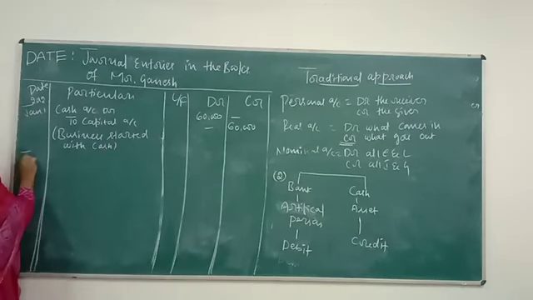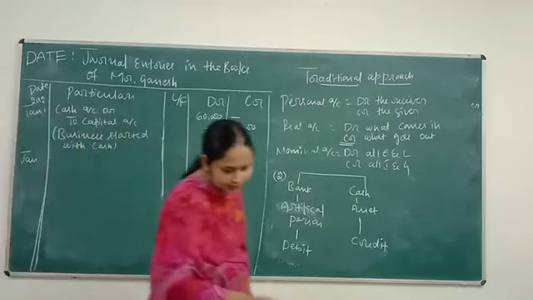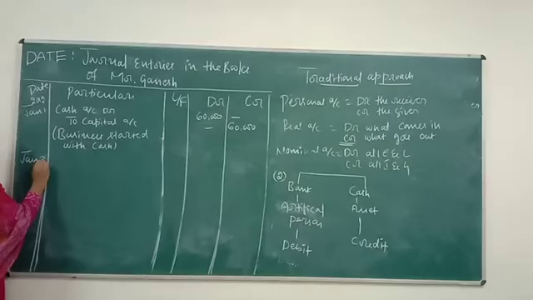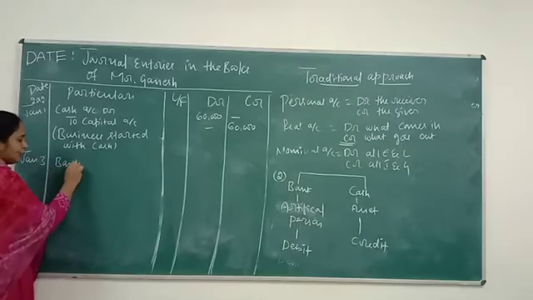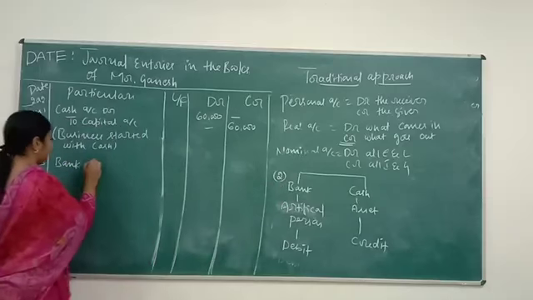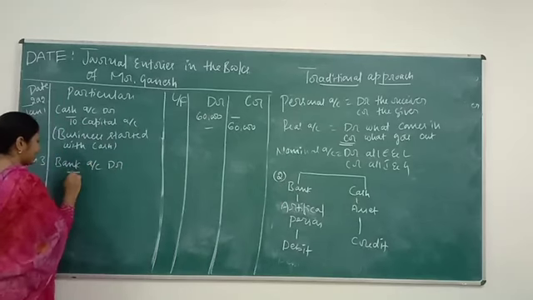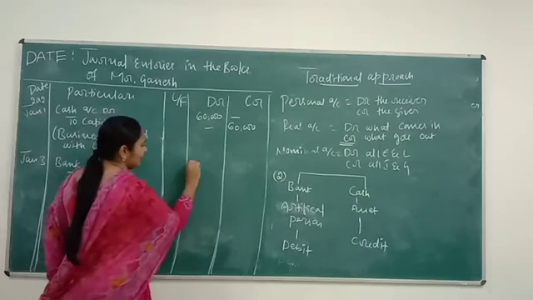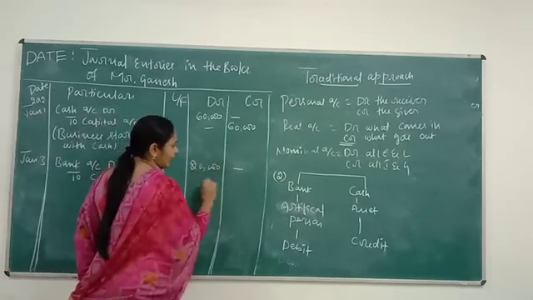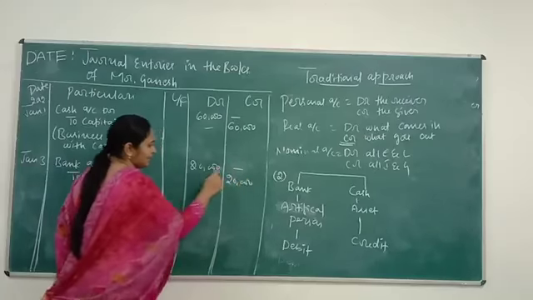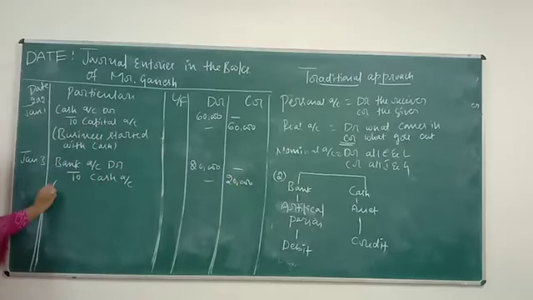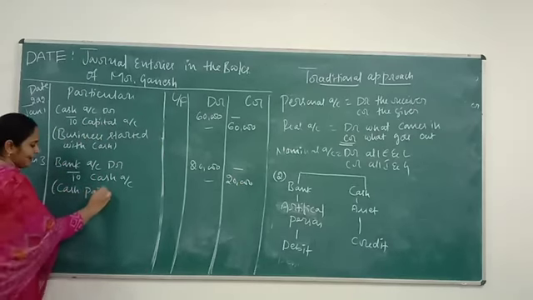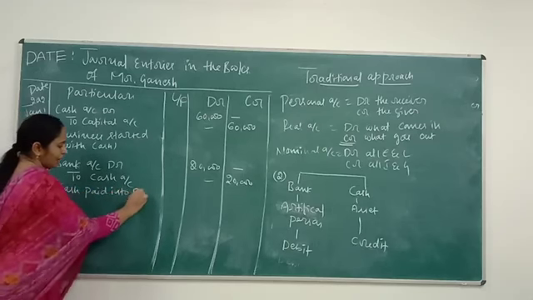Okay, second journal entry. What is the date of the transaction? January 3rd. Bank account debit. What should I debit? Look here. Bank account debit to cash account. How much? What is the amount which we are investing in the bank? Rupees 20,000. Okay. So debit side 20,000, credit side 20,000. Narration: cash paid into bank.